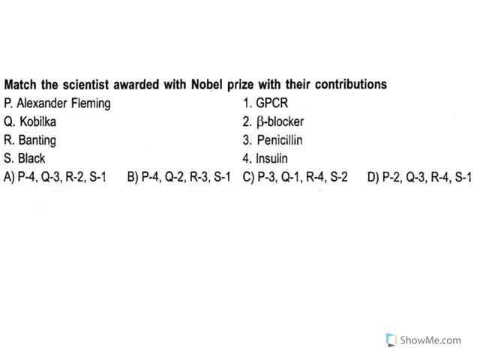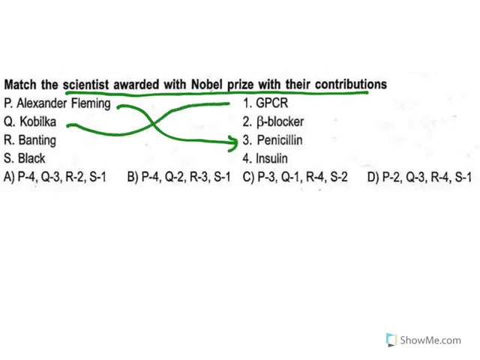Moving to the next one. Now, again, match the scientist awarded with Nobel Prize with their contribution. Alexander Fleming, we all know he discovered penicillin. Brian Kobilka is responsible for the research on G protein coupled receptors. Banting and Best are the ones involved in insulin discovery, whereas Black is responsible for beta blocker finding. So P goes with 3.